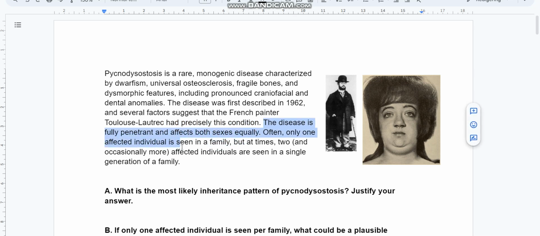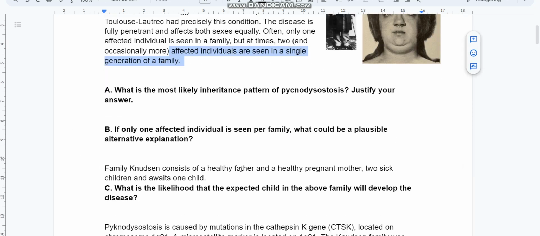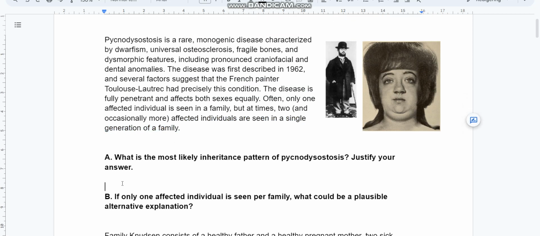Often only one affected individual is seen in a family, but at times two, and occasionally more affected individuals are seen in a single generation of a family. And so we have some questions we need to do here, but I'm only going to write down the answers, not the full answer, right? Of course, I'm going to provide you with my thoughts as we go along answering these questions.